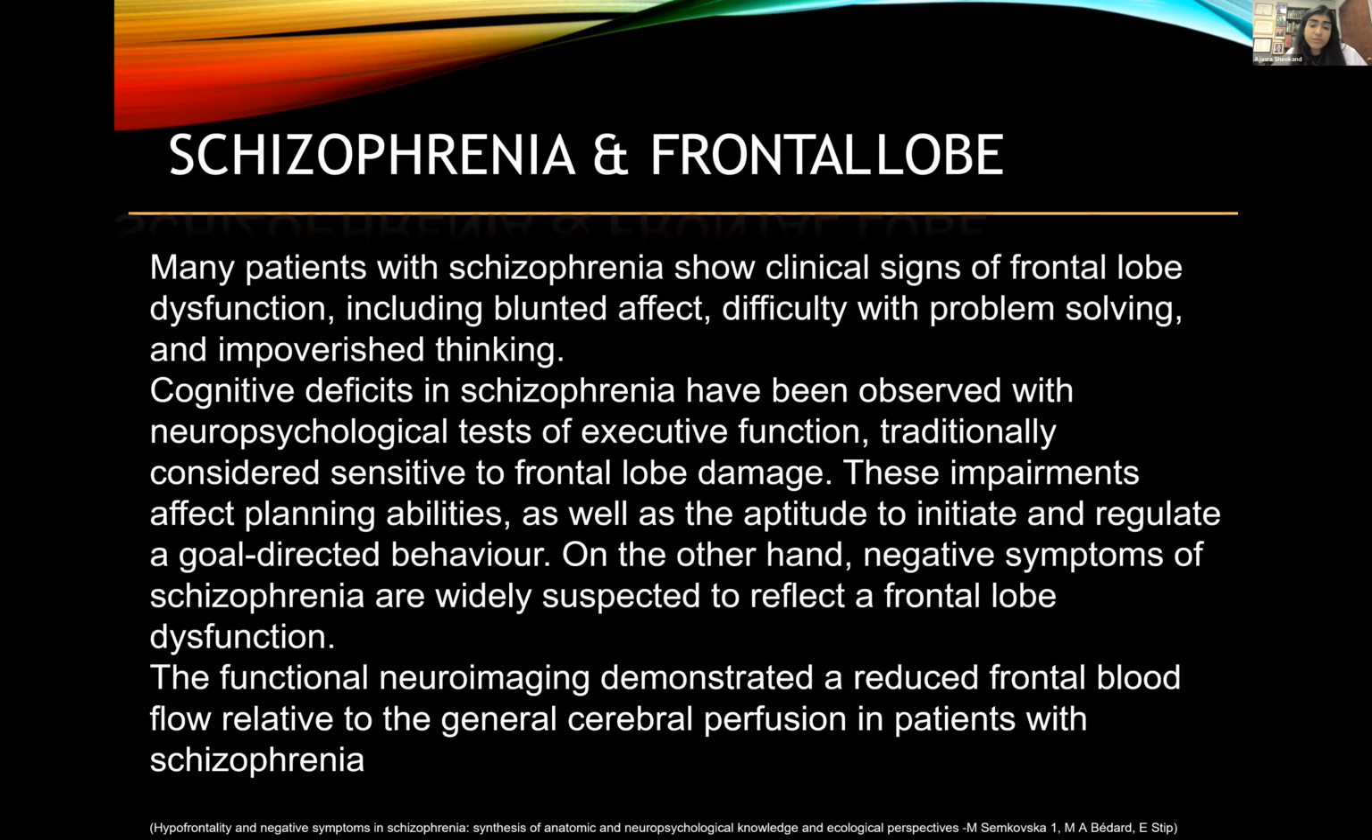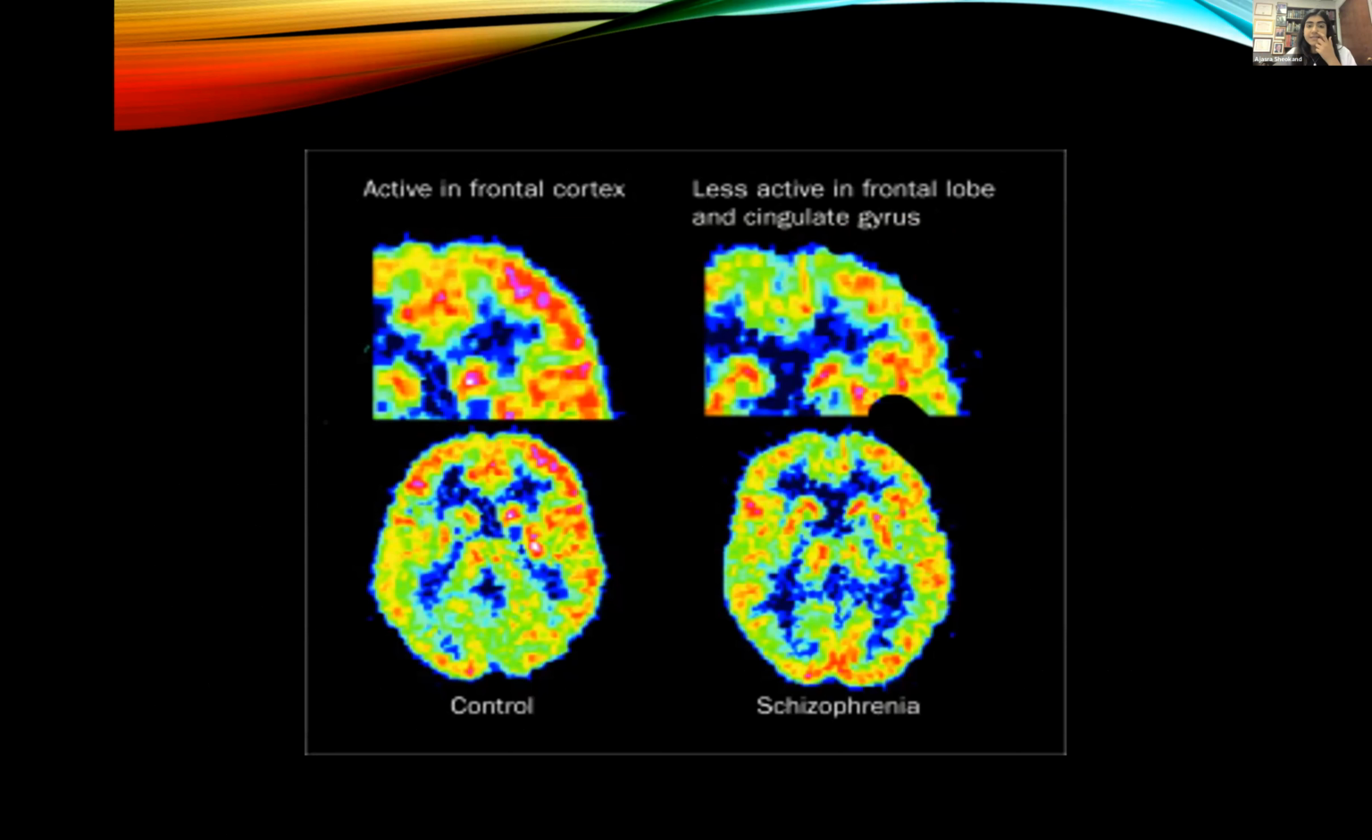The functional neuroimaging demonstrated a reduced frontal blood flow relative to the general cerebral perfusion in patients with schizophrenia. So as you can see in this picture, and I'm sorry, it's a little hazy, the red is, this is a PET scan. So the red is the uptake or the blood flow in that particular part of the brain.